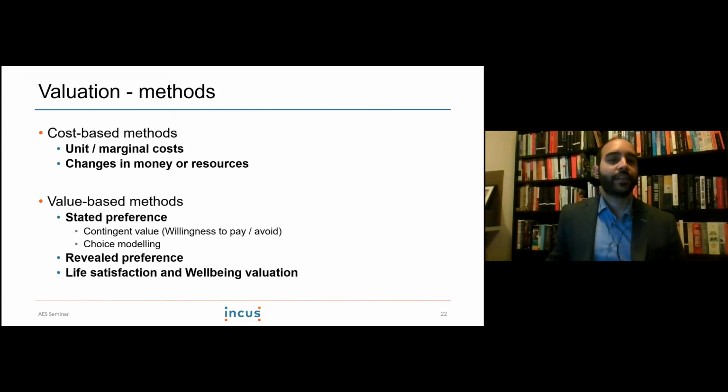There's the idea of stated preference. It sounds like what it is. People actually tell you what they think they value that outcome as. Revealed preference, we use some other research and some data to work out what something is worth to people based on something else they do. And then there's the technique of life satisfaction and well-being valuation, which is gaining ground in the last couple of years. Again, I think mostly propagated or promulgated through the UK, but it's starting to become more prominent in Australia as well. So I'll talk through a little bit about each of those value-based methods.